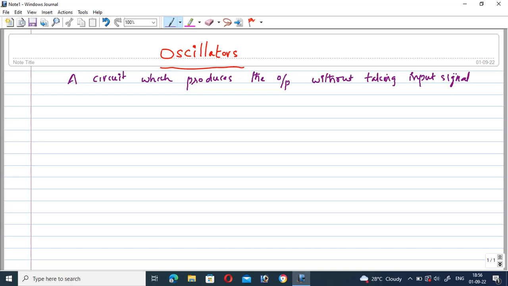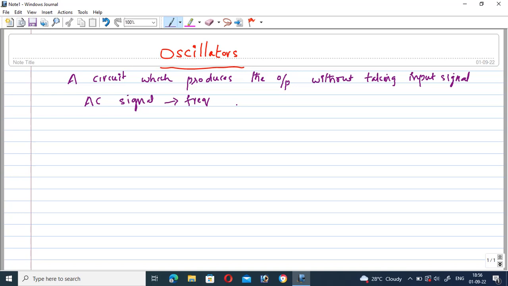If you want to produce oscillation, it is in the form of waveforms, right? To generate a waveform, obviously we need some frequency. We know that AC signals, alternating current signals, consist of a frequency. That means this circuit produces the output as an AC signal only, whether it is sinusoidal, square, triangular or any kind of signal. The output signal consists of some frequency.